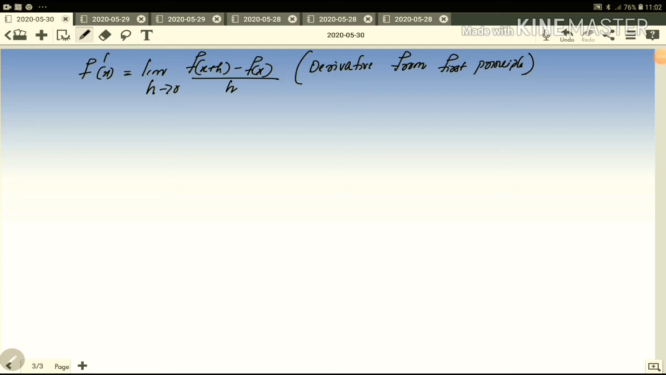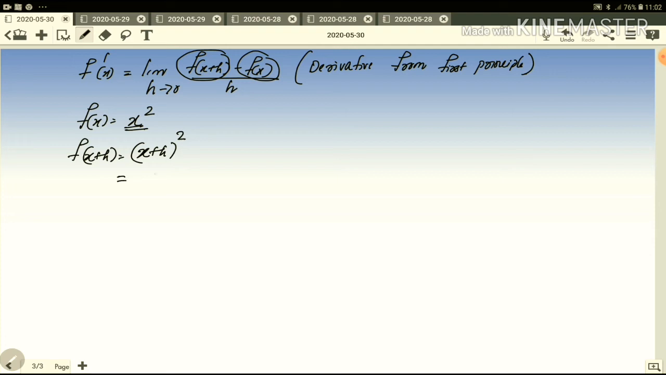Now I will show you one example of how to differentiate using first principle, that is, using this formula. The question: f of x is given as x square. You have to differentiate x square using first principle. So look at the formula. F of x is there, then f of x plus h you have to find out. How do you get f of x plus h? Wherever you see x, replace it and write x plus h with a bracket. That is x plus h all square.